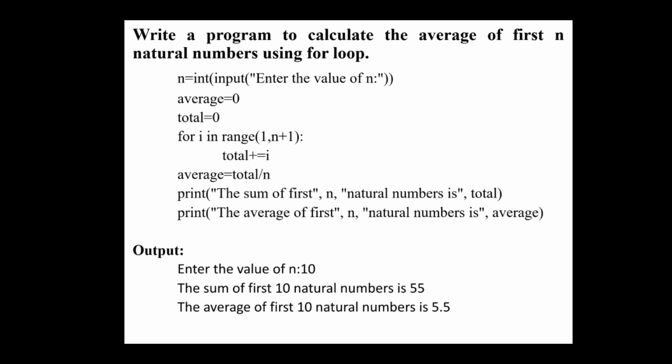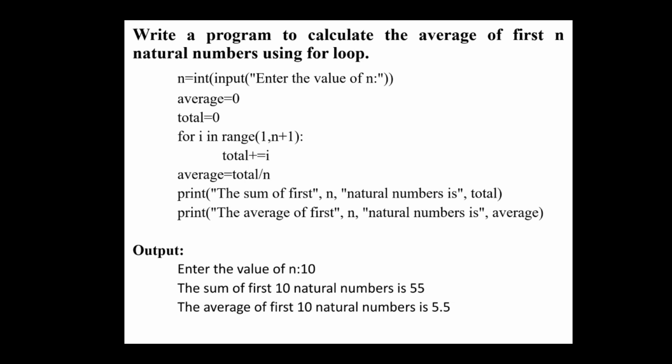Now first the program asks the user to enter a number and whatever you type will be stored in n. Then average = 0 and total = 0, because at the beginning we have not added anything, so the sum is 0 as well as the average is also 0. Then for i in range(1, n+1), this loop goes from 1 to n. Now total += i, that means total = total + i.